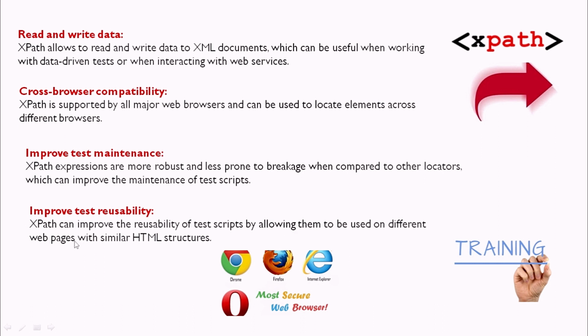So XPath can improve the reusability of test scripts by allowing them to be used on different web pages. For example, on a web page there is a save button, and that save button is also on the second page. We can use the same save button XPath locator for the other pages also. We do not need to write different locators for the save button. So we need to write the XPath in such a way that it will work for all the web pages. This is called improving test reuse.